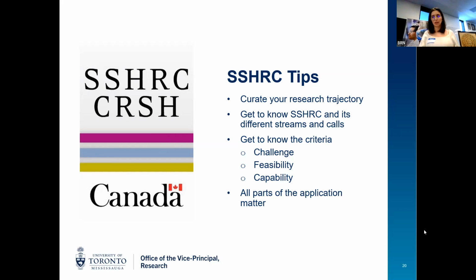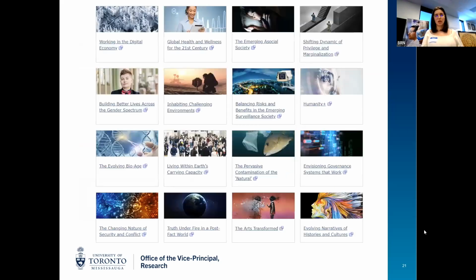One note about the challenge: same as the CIHR priority announcements, SSHRC has these, I think they're called future calls. And if you can frame your work within one of these future calls, you'll often fare better. It's not that if it's not in this work, you won't get a SSHRC grant, but if you can somehow frame your work within one of these future calls, you might do a bit better on one of their grant applications.